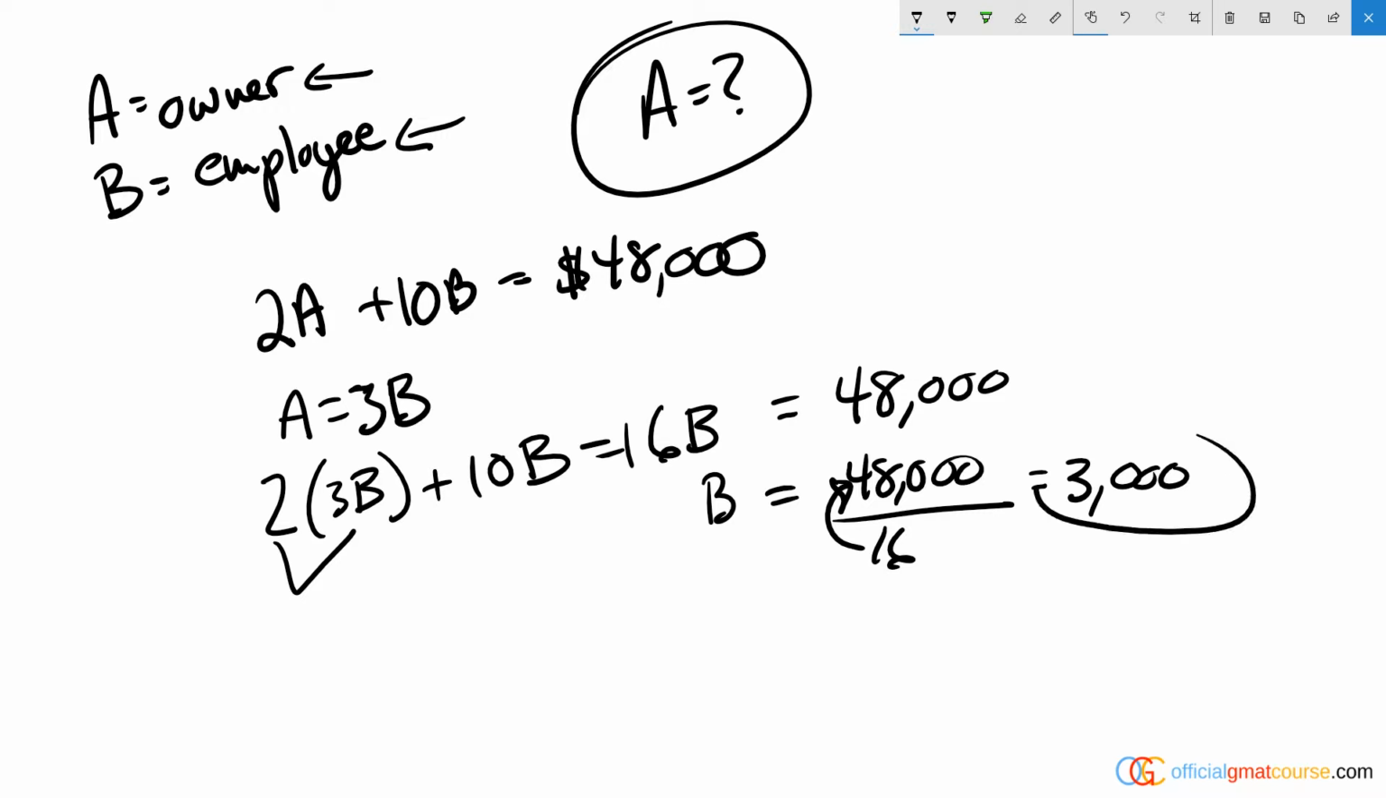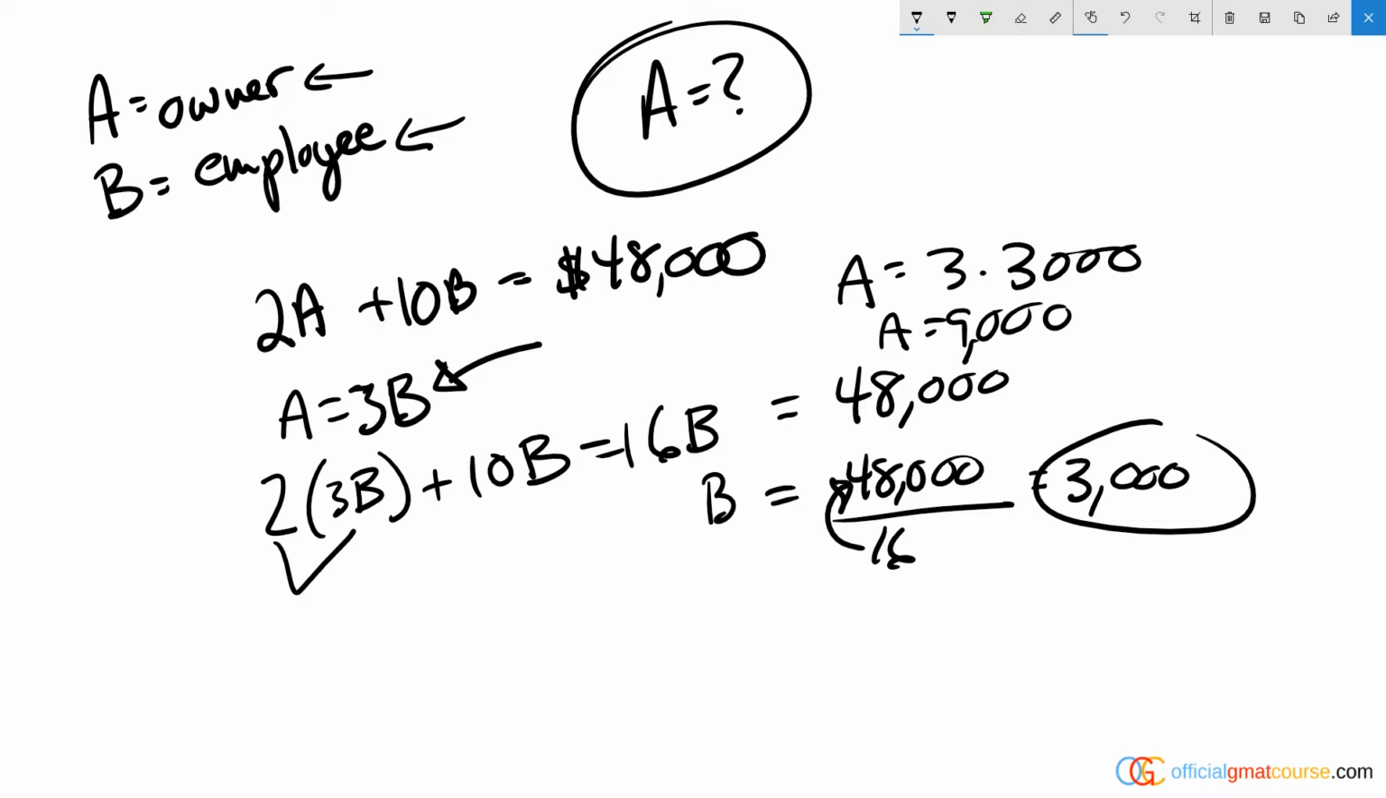Now, if we take this value for B and plug it back in here, we can solve A. So A is equal to 3 times 3,000, which means A is equal to 9,000. And that is answer choice B.